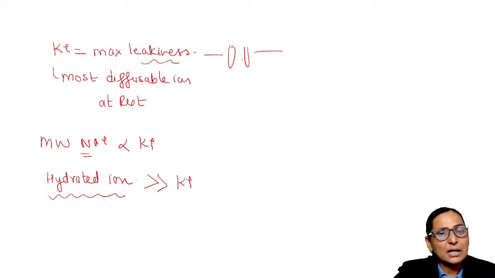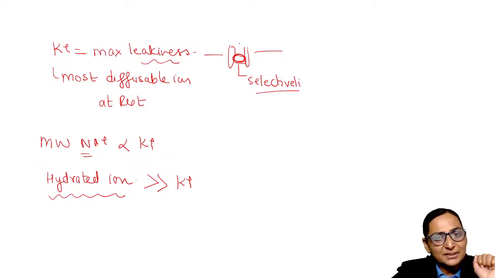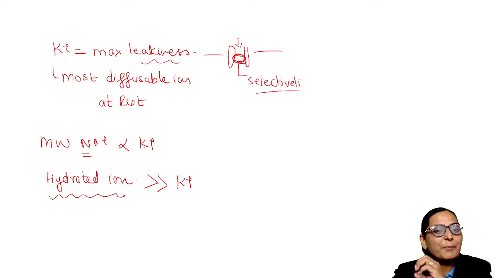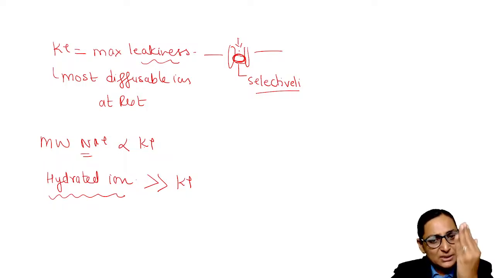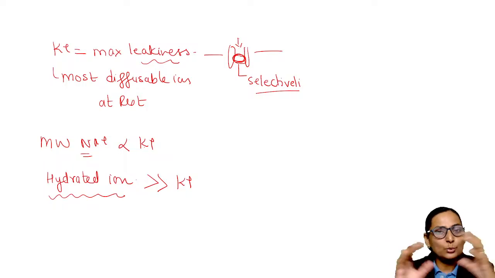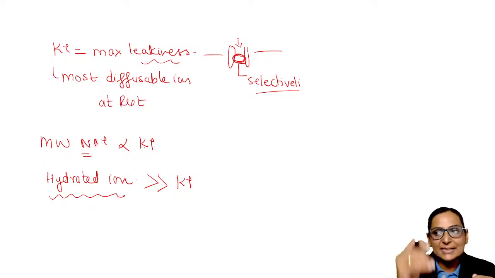So these channels have got a selectivity filter over here, right? They have got a selective filter over here. So even if the ion comes inside, it is not going to cross that selective barrier. To cross through that barrier, it has to lose its water molecules, and then it can easily pass through.